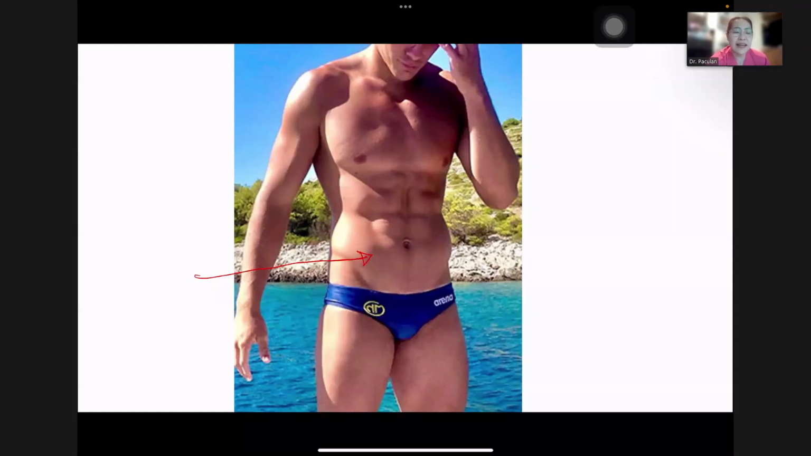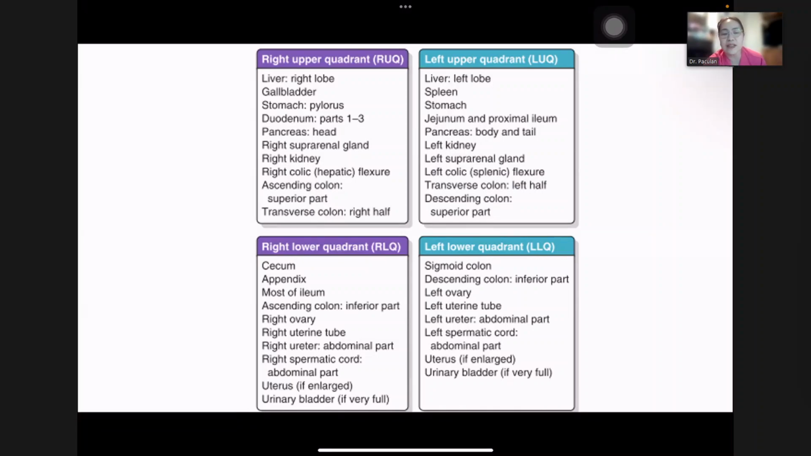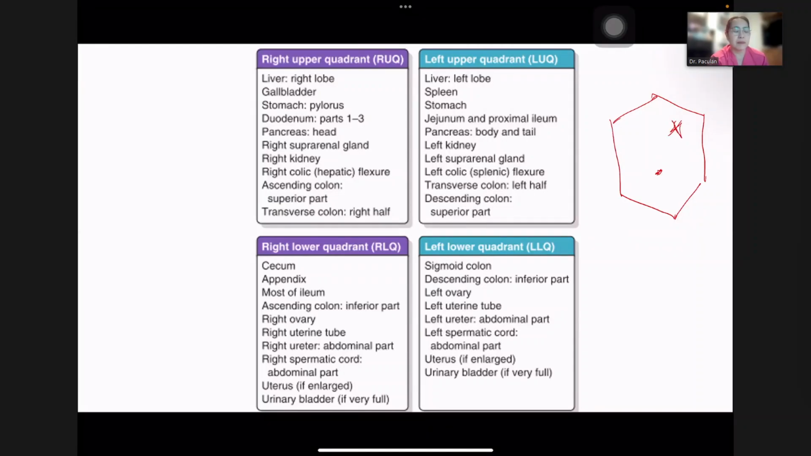The next slide is a table of the organs located in the different quadrants. So if there is pain at the left upper quadrant, these are the list of possible injuries. When you draw an abdomen, with the umbilicus, and the pain is at the left upper quadrant, then you can work on the organs that are at the left upper quadrant. If it's more posteriorly located, or at the back, then you can look at the organs that are located at the back.